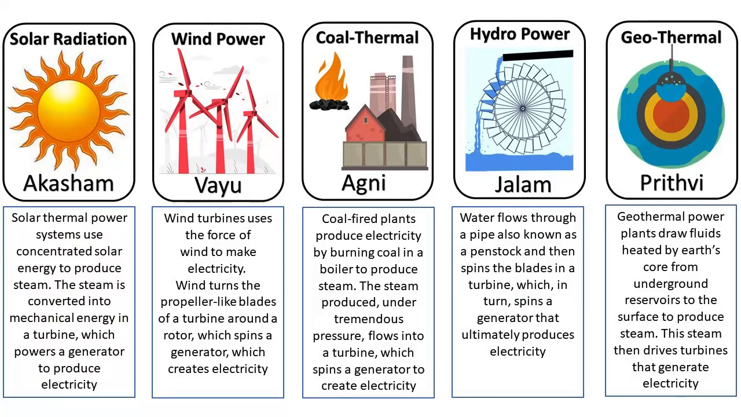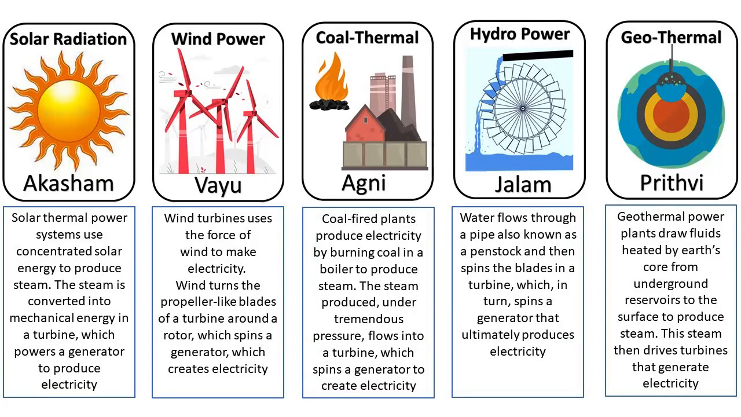Next, we have wind power generators, representing the Vayu element. Wind turbines use the force of wind to make electricity. Wind turns the propeller like blades of a turbine around a rotor, which spins a generator, which creates electricity.